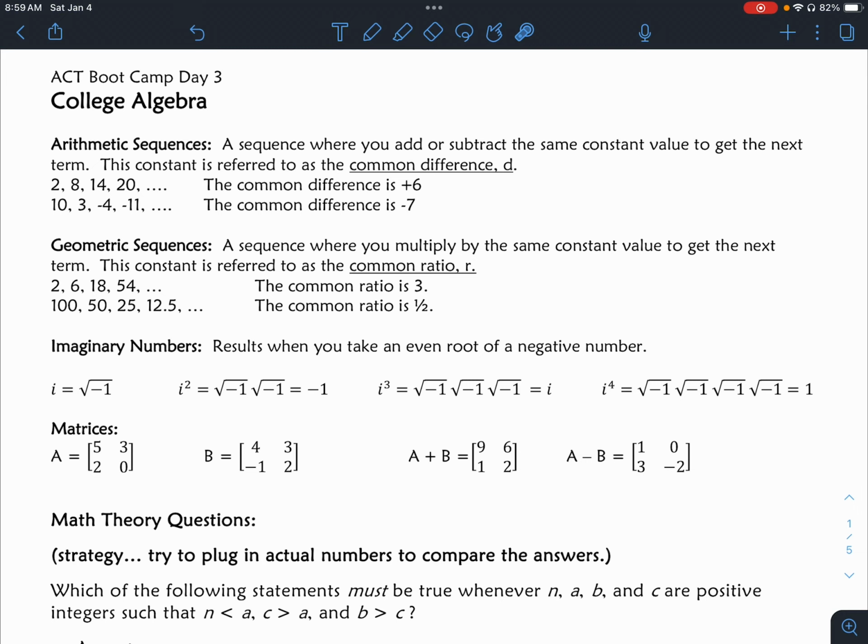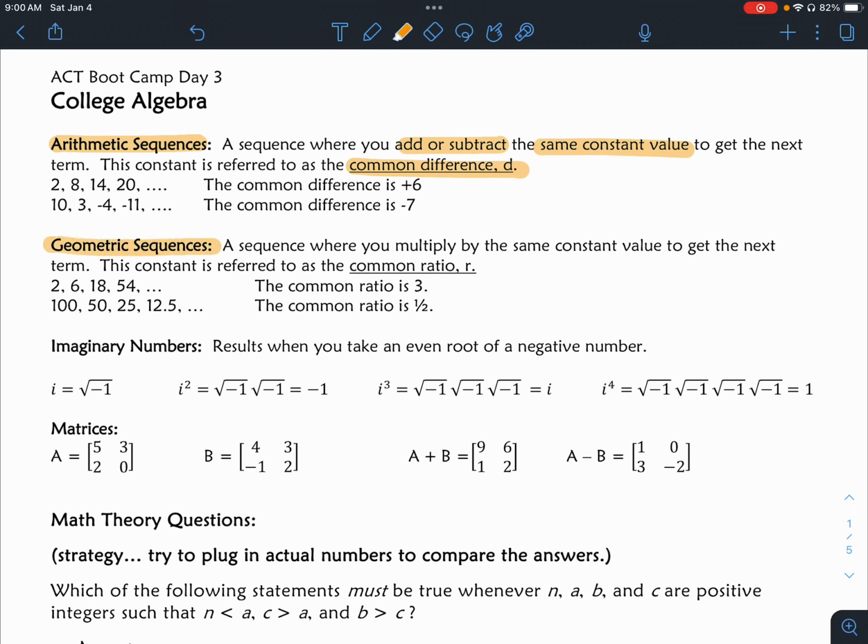Sequences are when you have a list of numbers and there's some type of pattern to them. When we talk about an arithmetic sequence, we're talking about you're either adding or subtracting the same constant value in between each of the terms. We refer to that constant value as a common difference. You can see in this example here, we're adding 6 in between. The common difference would be 6. Here, we're subtracting 7 in between, so the common difference would be -7.